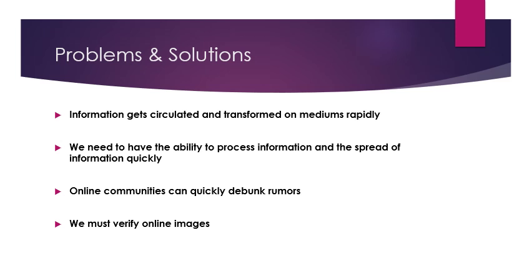One problem occurring with information that is provided on the web is that information gets circulated and transformed on mediums rapidly. Another problem is that we need to have the ability to process information and the spread of information quickly. Some solutions are online communities that can quickly debunk rumors, and that we must verify online images.